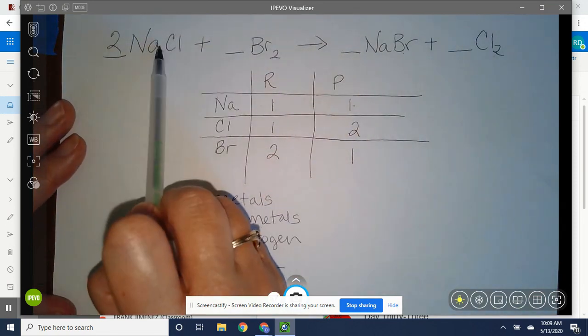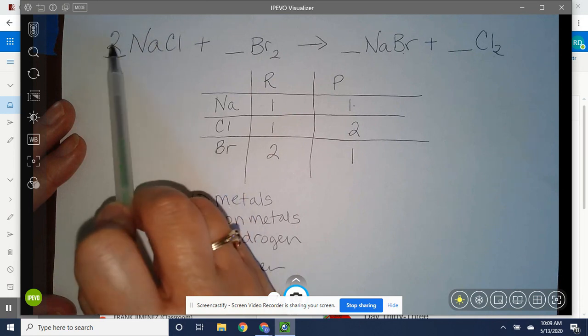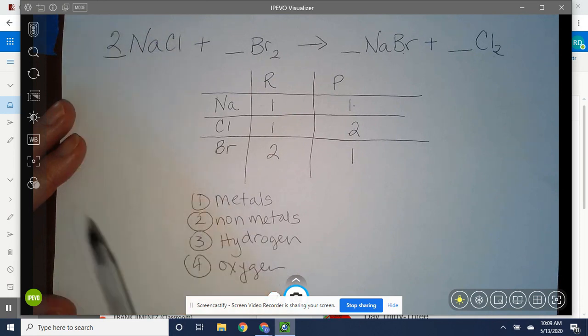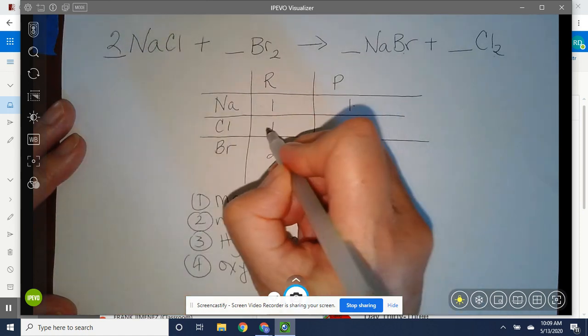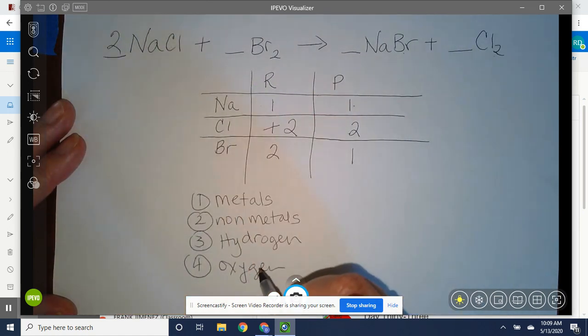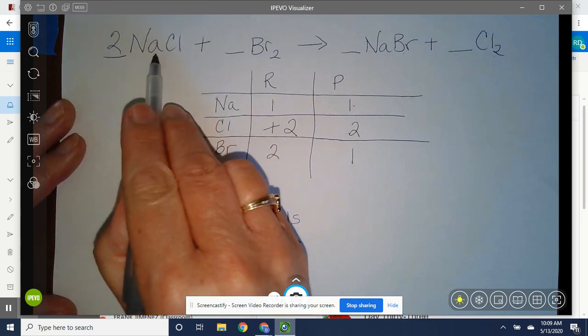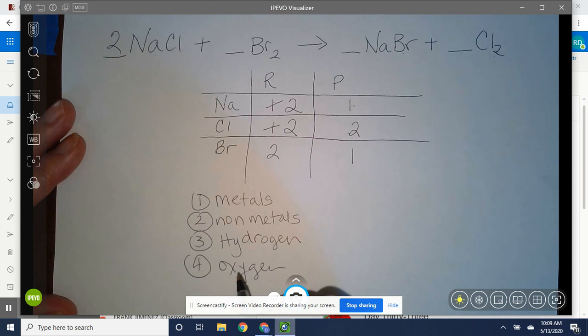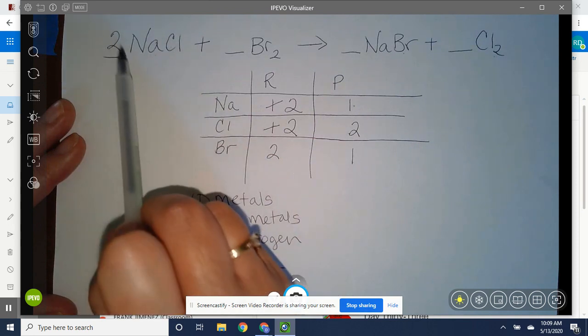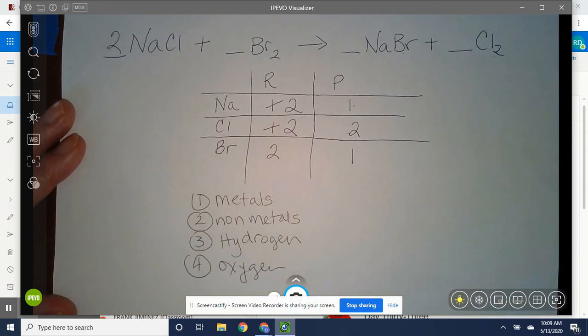You cannot squeeze it in between to balance the chlorine. You have to put it in front, and yes, it throws the other element off. So I now have 2 chlorines. 2 times 1 makes 2 chlorines on the reactant side, but it also changed the sodium. I now have 2 sodiums on the reactant side also. Remember, when you put a coefficient out in front, it affects the entire compound. I'm going to continue on, and I'm going to balance my bromines.